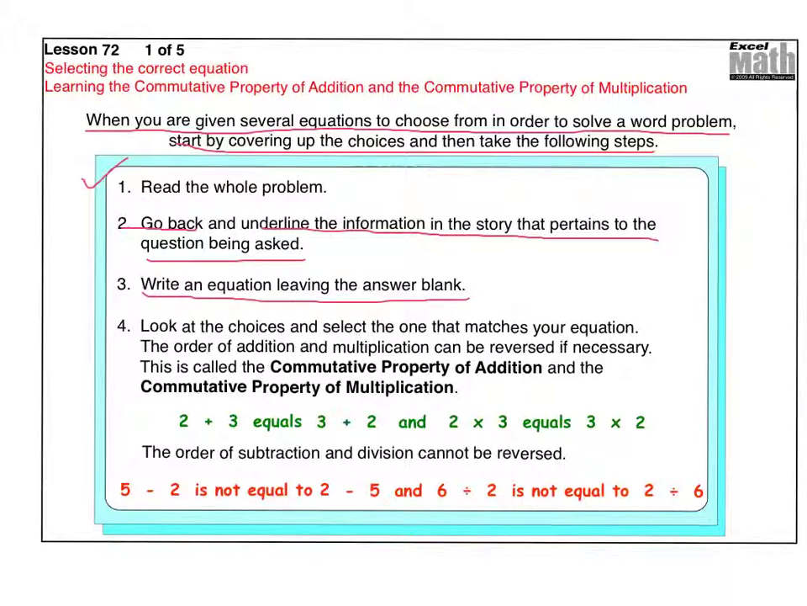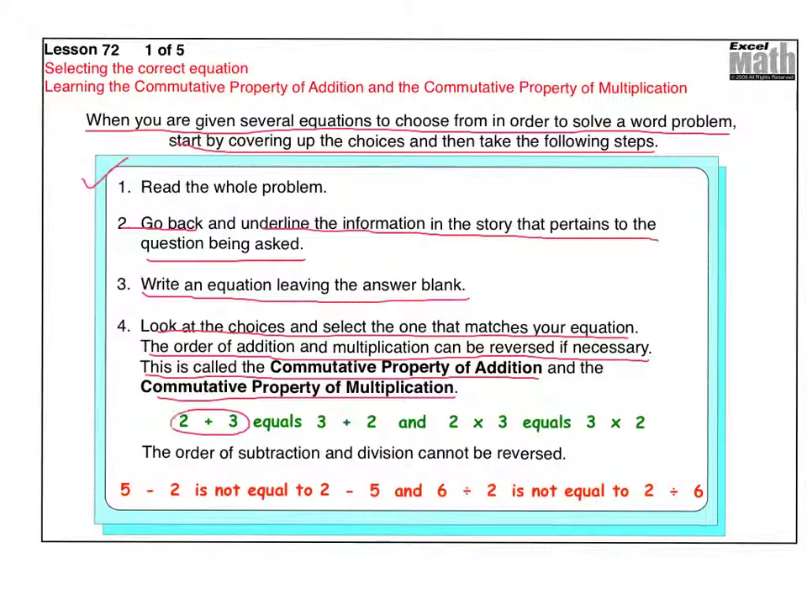So you're going to write your own equation, and then you can look at the choices and say which one is the one I wrote, or which one is at least the closest to the one that I wrote. Look at the choices and select the one that matches your equation or that's close to it. The order of addition and multiplication can be reversed if necessary. This is called the commutative property of addition and the commutative property of multiplication.